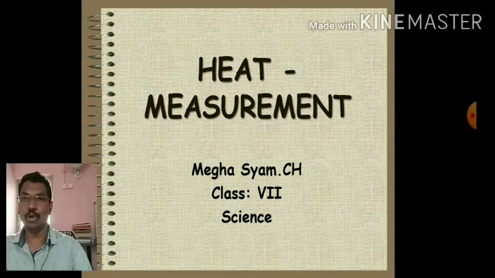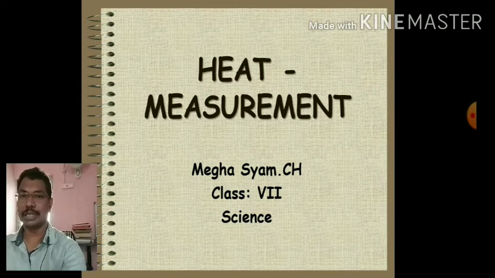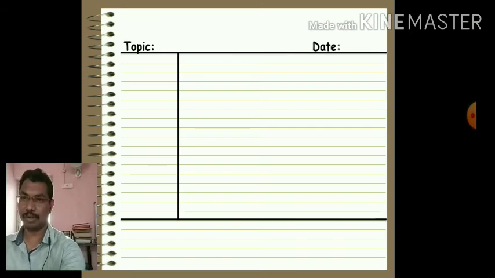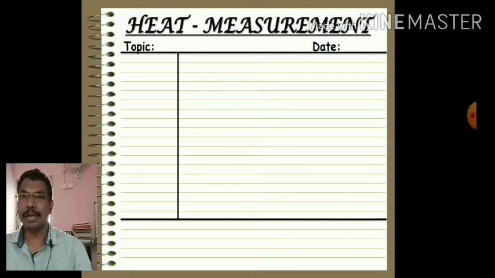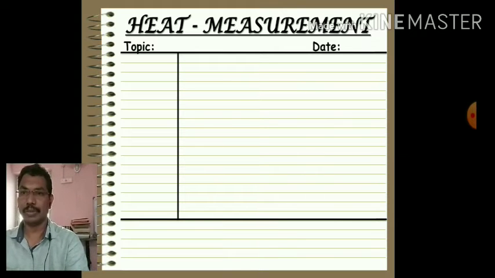Today we are going to start a new topic, a new lesson, Heat and Measurement. Let us start. Dividing the page into 3 boxes is the Cornell method of note taking. If you follow it, it is very helpful to you.